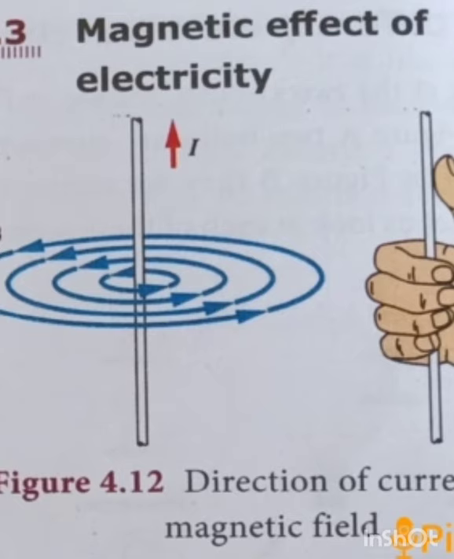The direction of current is shown by the right hand thumb. The right hand thumb is the direction of current, then the direction of the magnetic field is shown by the other fingers of the same hand. This is nothing but the right hand thumb rule. The direction of current in the conductor is explained by this right hand thumb rule.